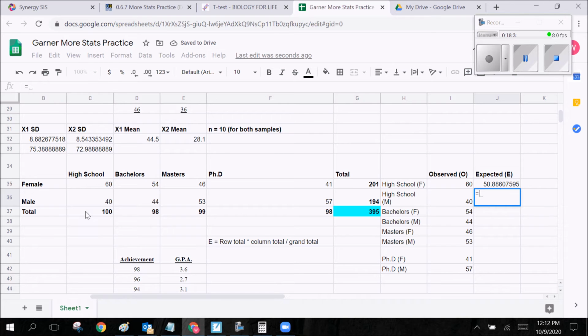I'm going to show you that again. Let's do it with the high school males. So high school males, all right, over here, equals, make sure my parentheses is there. Okay, row total multiplied by column total, close parentheses, divided by grand total. All right, let's do it again for the bachelor's female. Okay, bachelor's female, row, oops, forgot my parenthesis, row, multiplied by my column, divided by my grand.